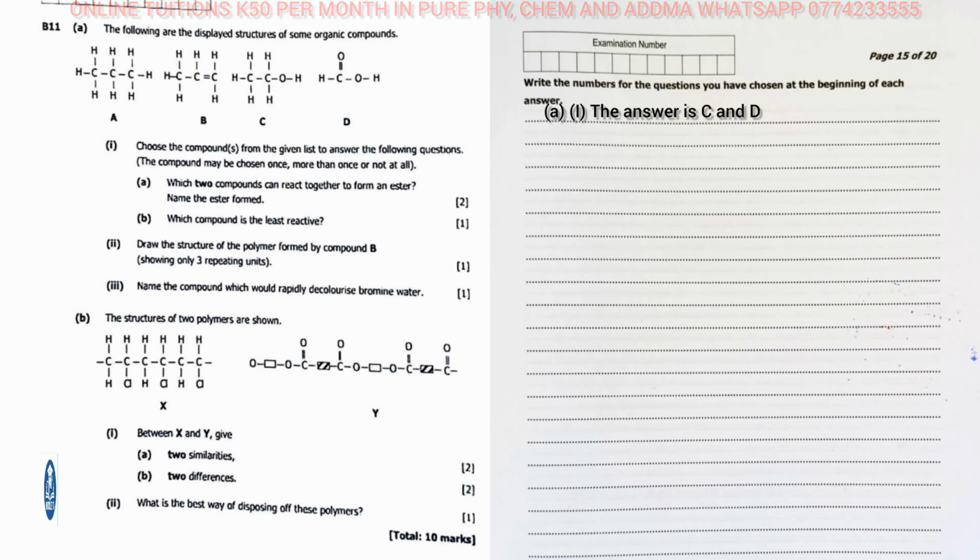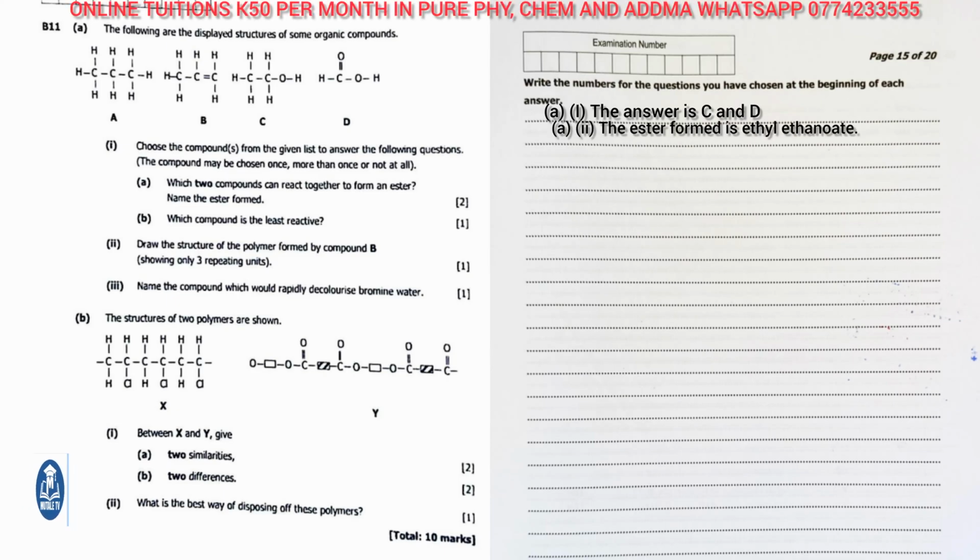The answer is C and D. Ethanol and ethanoic acid react together in a process called esterification to produce an ester and water. A catalyst of concentrated sulfuric acid and heat is used. Part A. Part 2 says, name the ester formed. The ester formed is ethyl ethanoate.